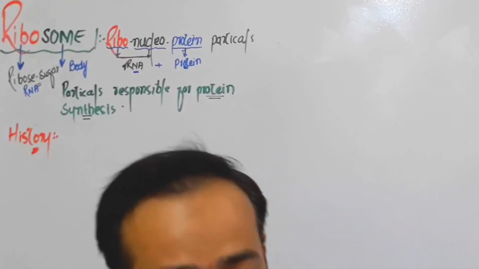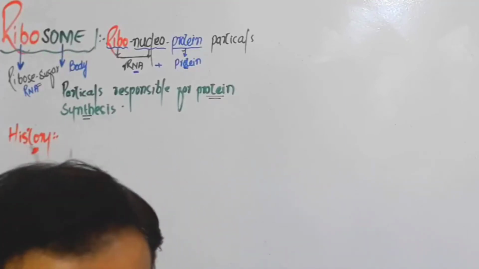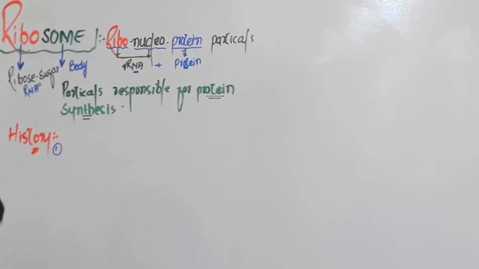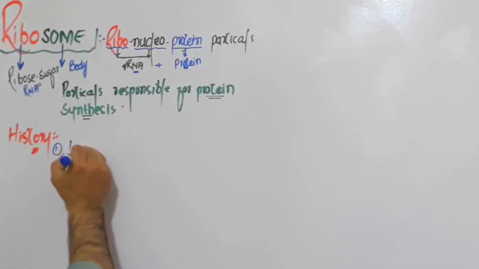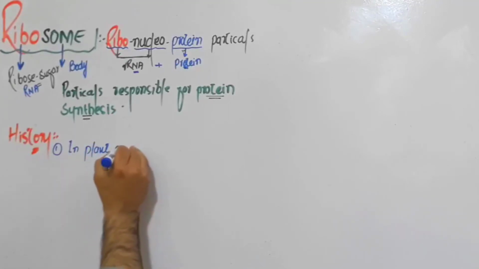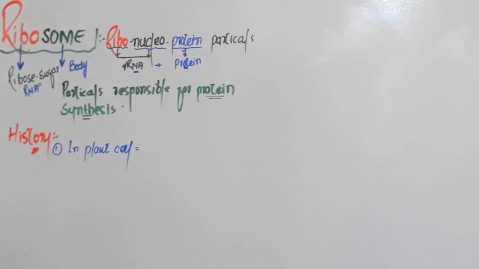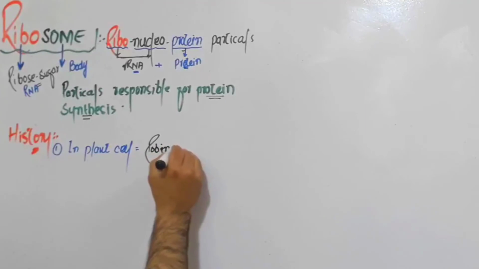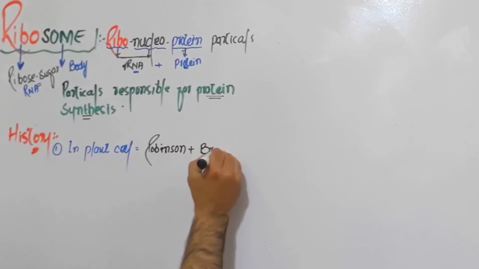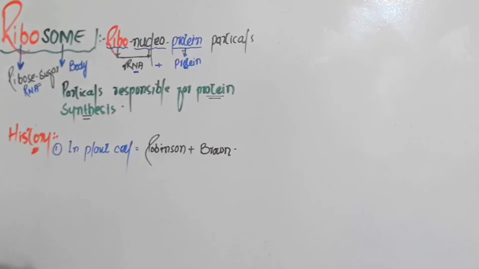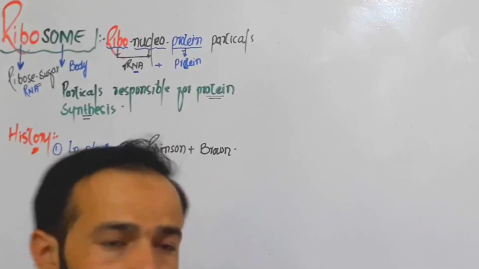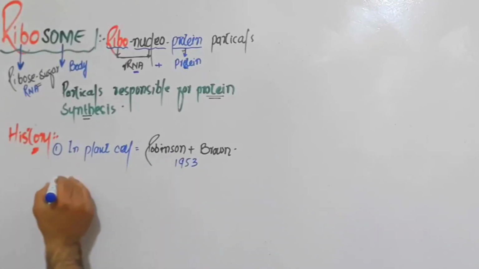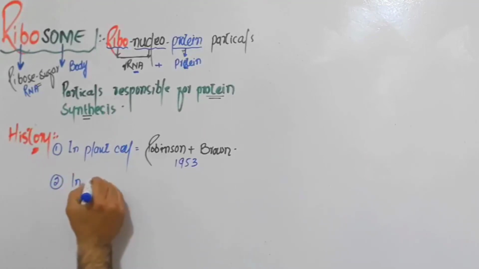So for the first time when it was discovered in plant cell, Robinson and Brown were the first personalities who discovered ribosome in plant cell. And in plant cell, who discovered ribosome? Robinson plus Brown. These were the 2 personalities who discovered ribosome in plant cell in 1953. Right. Later on, in 1955, in animal cell it was discovered.